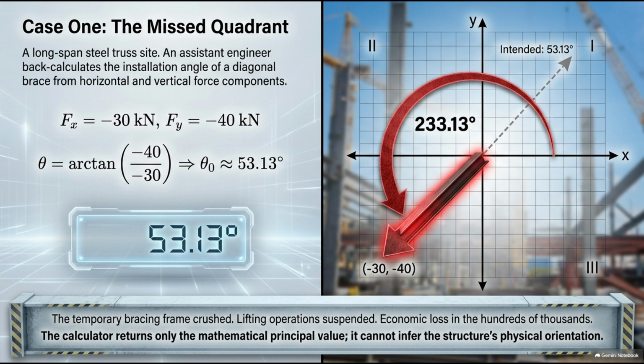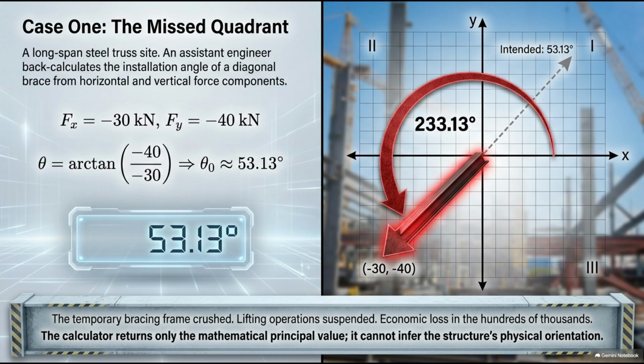The consequence was immediate and catastrophic. The direction of the jacking force was completely reversed relative to the intended orientation. The temporary bracing frame collapsed, the diagonal joint tore, and site operations were completely suspended, resulting in massive financial losses. The root cause was not an arithmetic mistake, but a failure to recognize the mathematical constraints of the function.